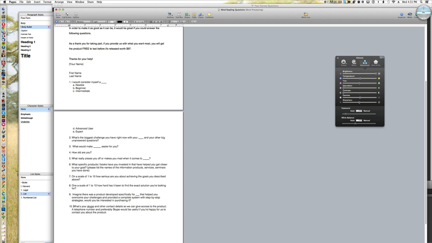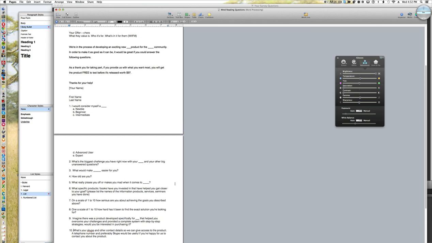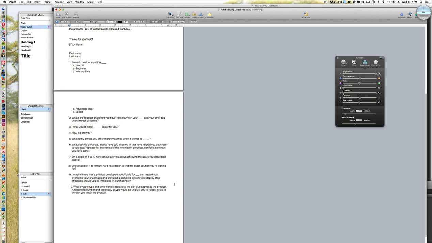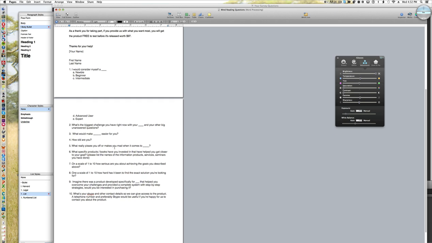And number 10, what's your Skype and other contact details so we can give you access to the product? A telephone number and preferably Skype would be useful if you're happy for us to contact you about the product. So there we're just trying to get their contact information in case we want to reach out to them and better figure out what their challenge is, or see if they're interested in an upgrade to a new program that helps them. So we want to have their contact information. So those are the basic 10 questions that you want to have, or some version of that in your survey.